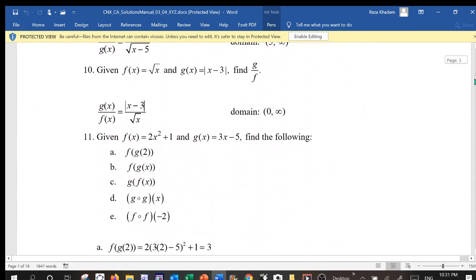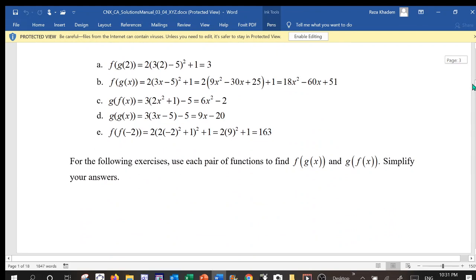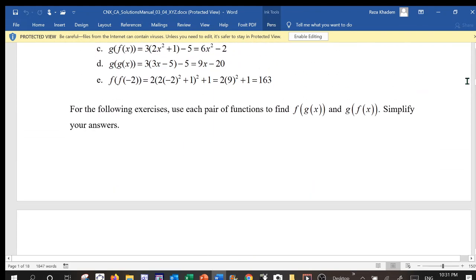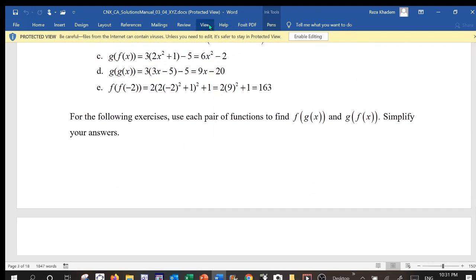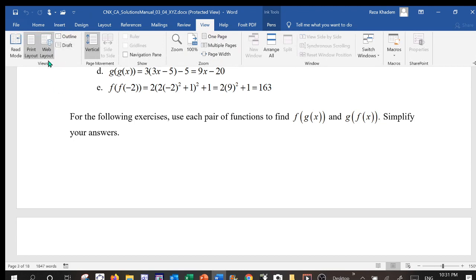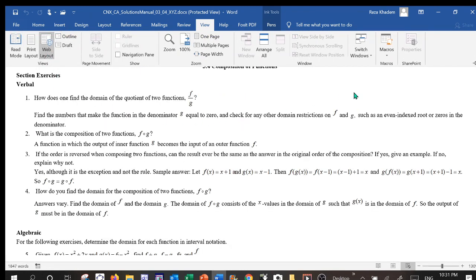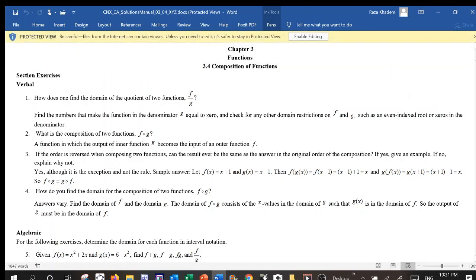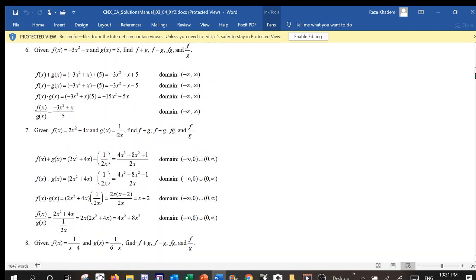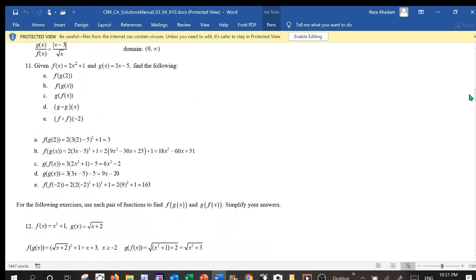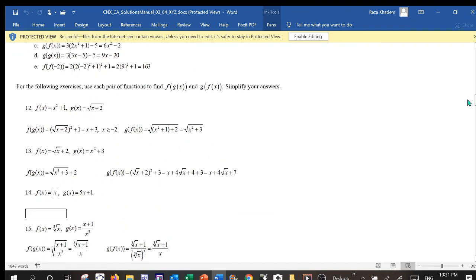Let's do number 12. So in number 12, it looks like we don't have a good view. Let's do the web layout. Maybe we get it. So number 12. Okay, right here. So in number 12, it says use each pair of functions to find this.